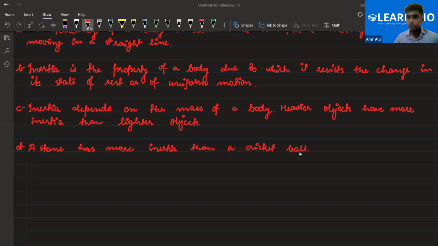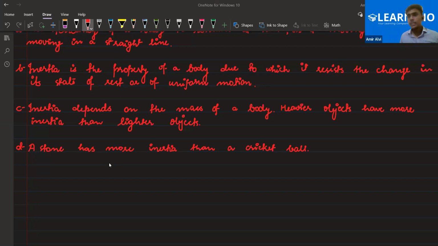The inertia of a body depends on its mass, as I have told you. You can easily carry a toy car, but you cannot easily carry a real car in your hand. This is the difference. I hope it's clear to all of you.